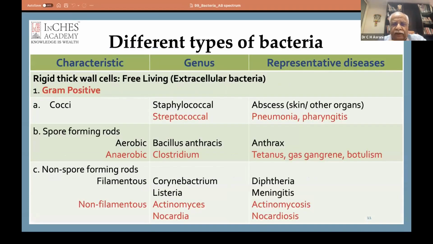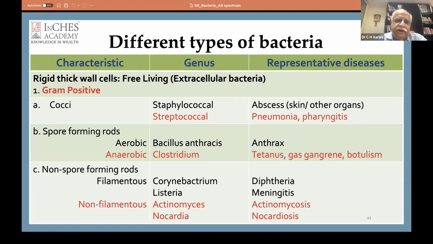So let's come to the bacteria. First, I'm starting with rigid, thick walls, free living. Free living means extracellular. Gram positive, cocci, staphylococcus and streptococcus. Staphylococcus causes abscess either in skin or other organs. You may get a pyogenic liver abscess. You may get a pyogenic lung abscess. And streptococcal, common infection we see in practice is pneumonia or pharyngitis.